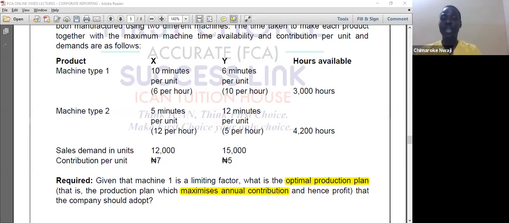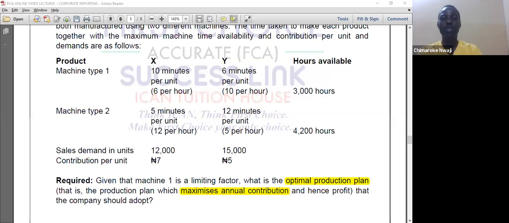Although we know that 10 minutes means 6 units per hour, don't get confused. We are not looking at per hour here. We are looking at per unit. So anything that gives us per unit is what we are taking.